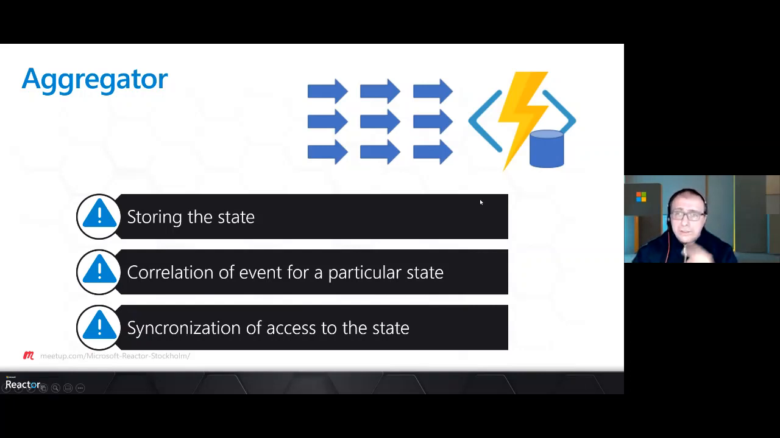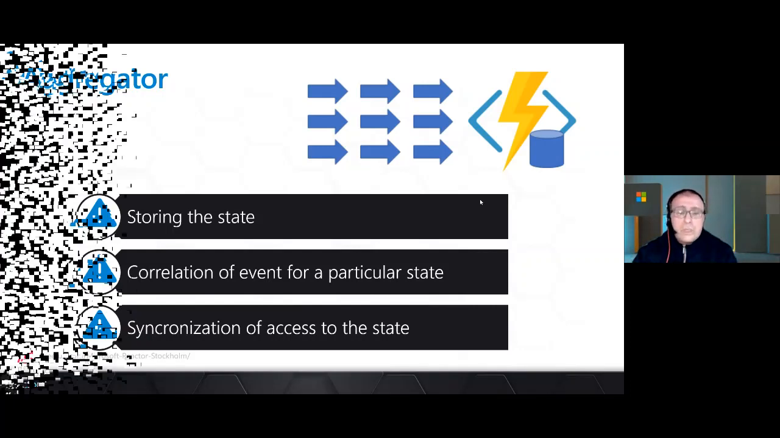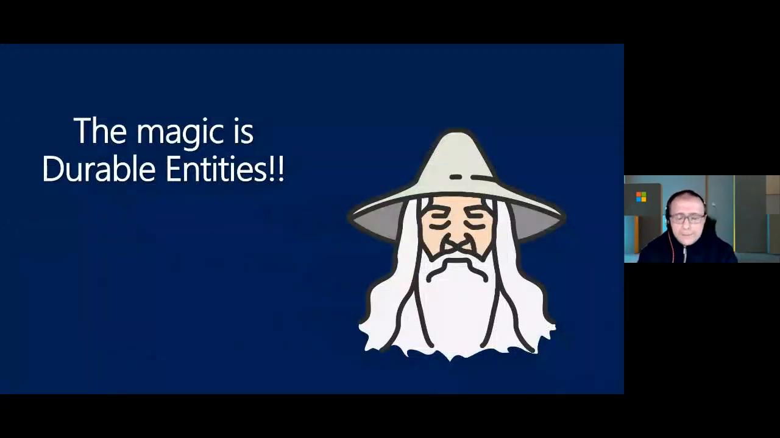The solution is durable entities. Durable entities is one of the implementations of a durable function, a particular durable function that allows you to store a state, not a workflow, a state. So you can have an internal state composed of whatever properties you want. I will show you an example in the demo.